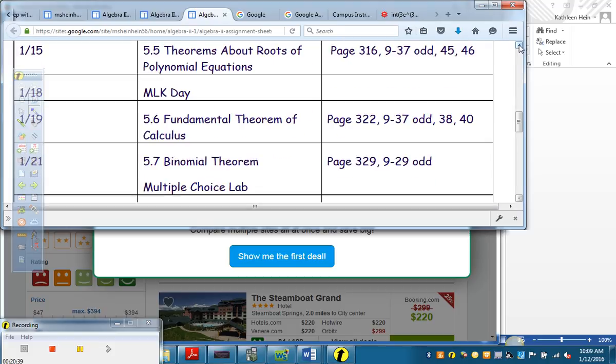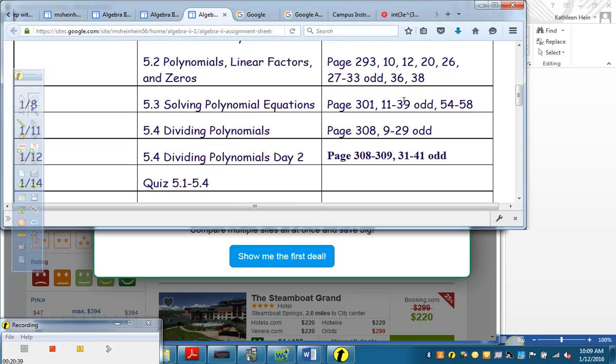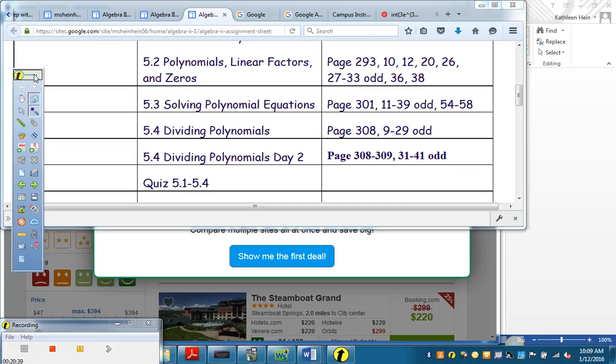We're on side 4. Okay. So, we're doing dividing polynomials stage 2, and we're going to focus on 31 through 41 odd. That's all you have. Okay, 308 and 309, write that down, please. 31 through 41 odd. Now, notice, on the 14th, which is Thursday, that's a quiz.